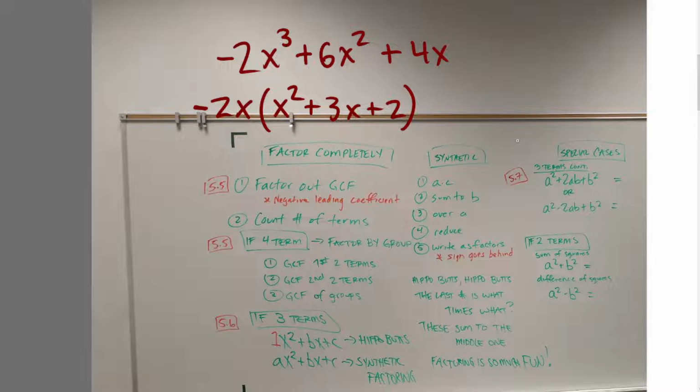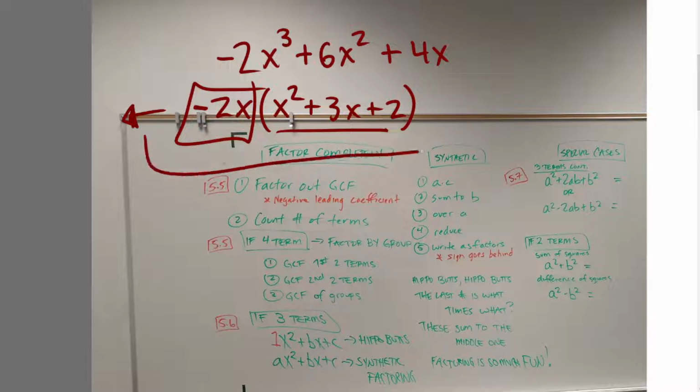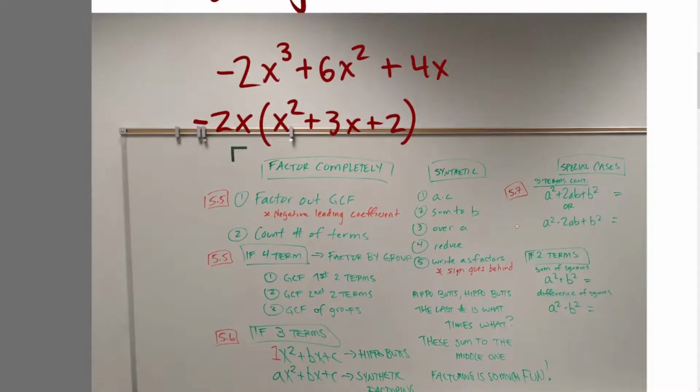It wouldn't necessarily be our finished factored form, but then we would be able to ignore this negative 2x for a little bit while we factor out this inside as if it were a separate problem. Once you're done factoring that, however, you want to add the negative 2x back in. That's something that I see people forget sometimes.